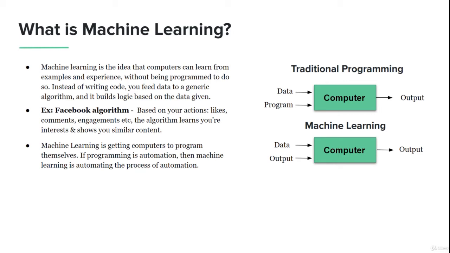And if programming is automation, then machine learning is automating the process of automation. So think about that for a moment, right? So programming is the automation. I want to automate something. Then the machine learning is the automating of the process of the automation. Maybe you want to automate an email, right? Then the email gets automated, and then there's the process that is automating the automation of the email, right?